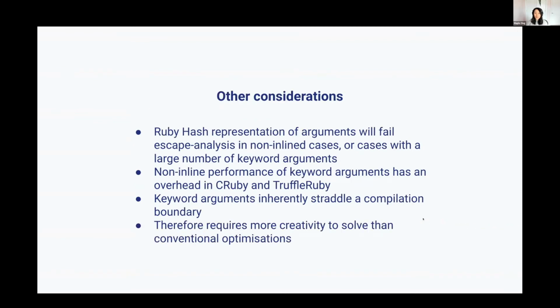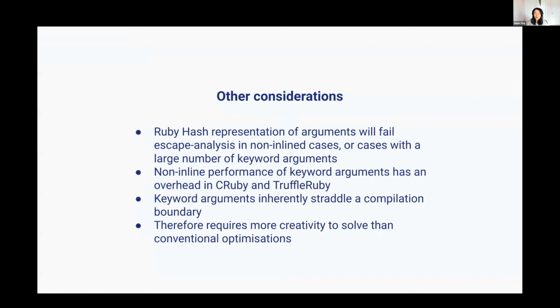So, other considerations. These existing implementations are, as we've shared, not optimal for Ruby. The Ruby hash created as a generic representation of arguments may fail escape analysis, or worse, in non-inline cases, the Ruby hash will always escape. Even in inline cases, escape analysis will fail with a large amount of keyword arguments, which go over the object size budget. The non-inline performance use of keyword arguments has an overhead in both CRuby and TruffleRuby. And the shame of it is that it kind of discourages developers from using them.